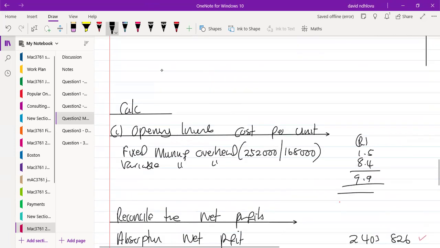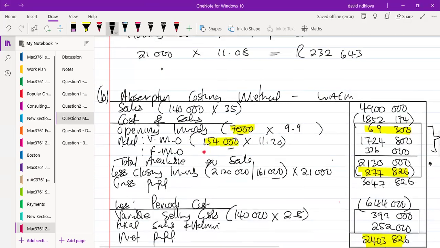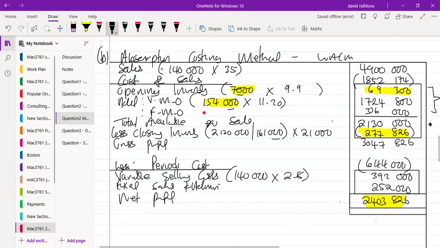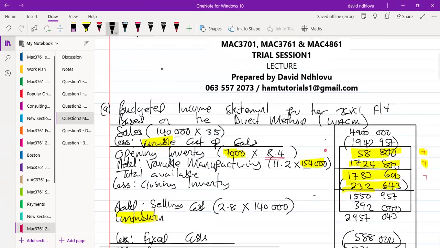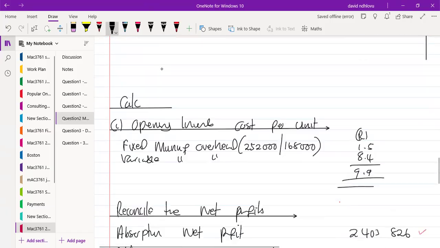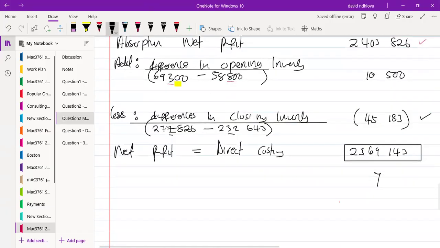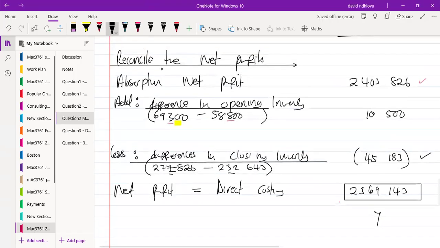So sometimes in questions, they may give you absorption profit, and then they don't ask for the income statement for direct costing. They simply say, what is the net profit for direct costing after having given you absorption costing? You don't have to create an income statement. You just calculate it in this way and you get the correct figure. Right, that's direct and indirect costing.